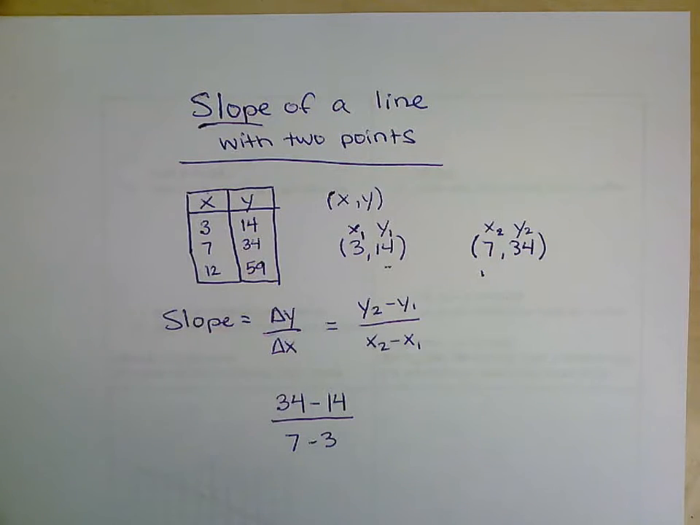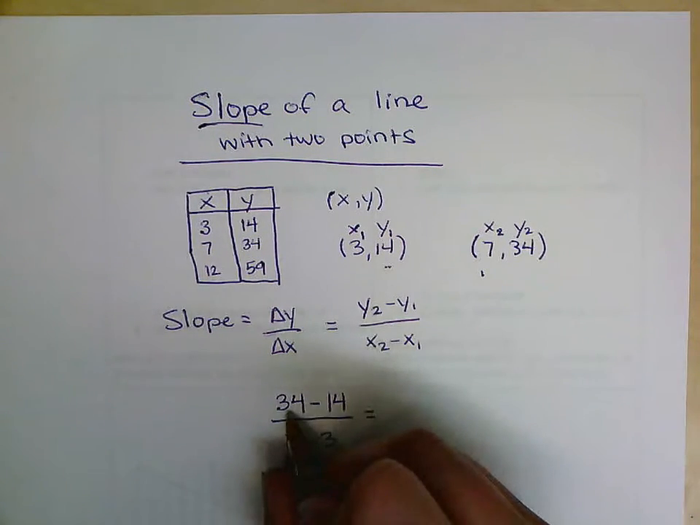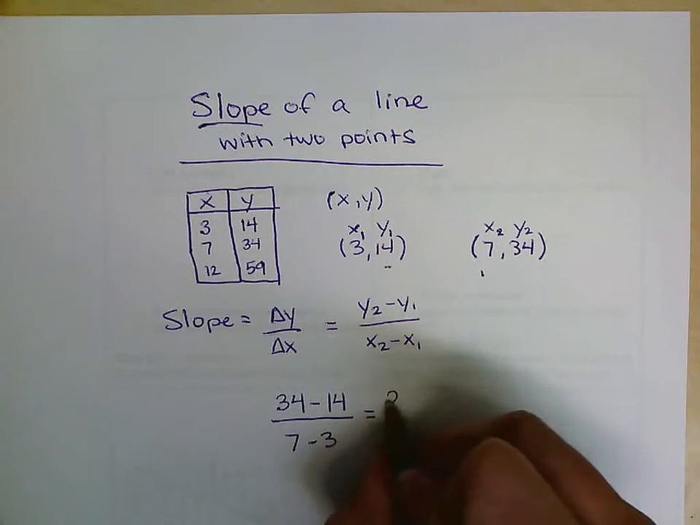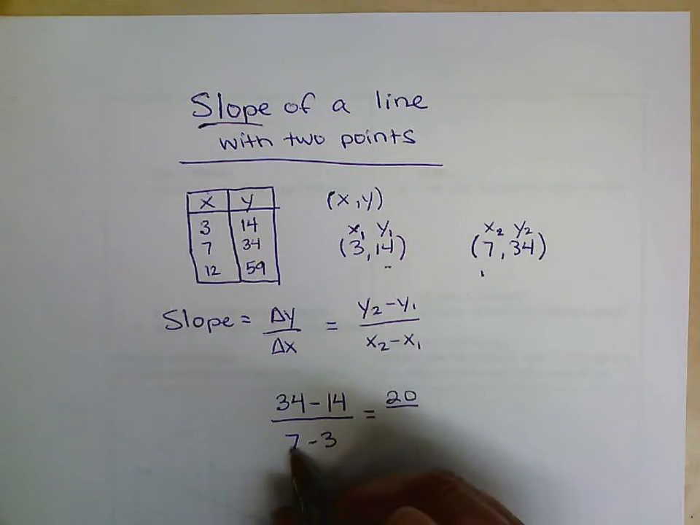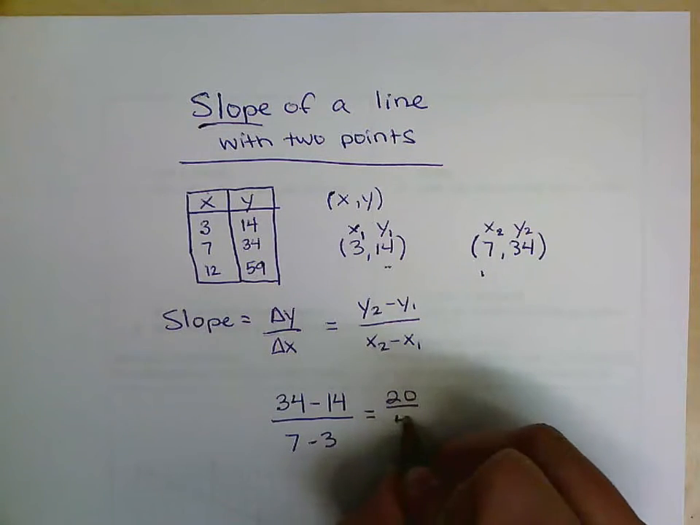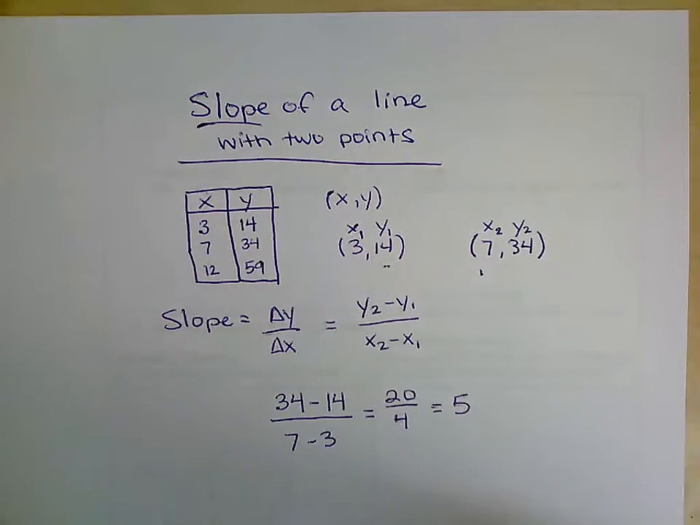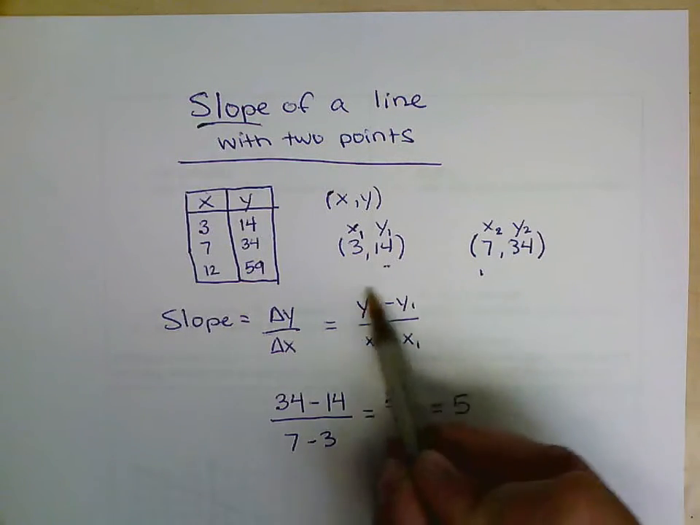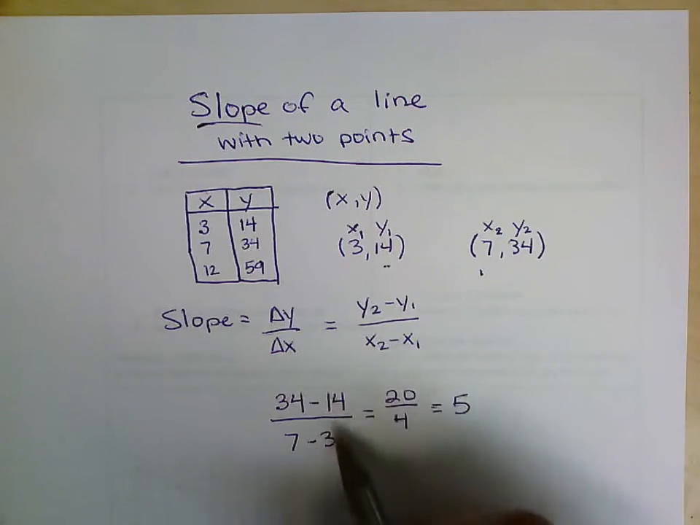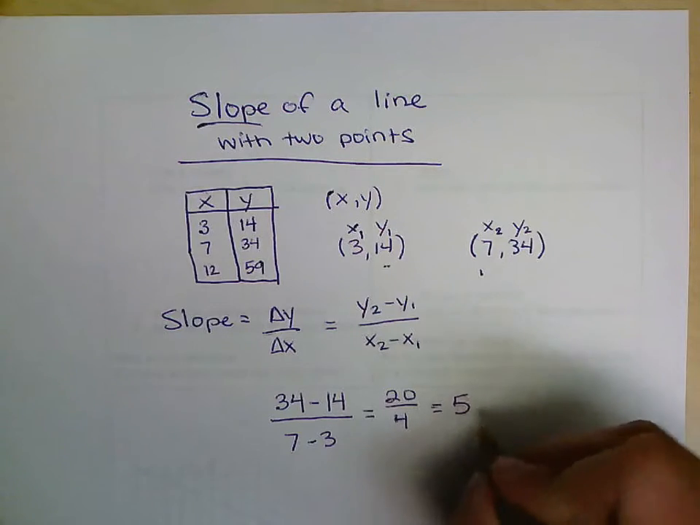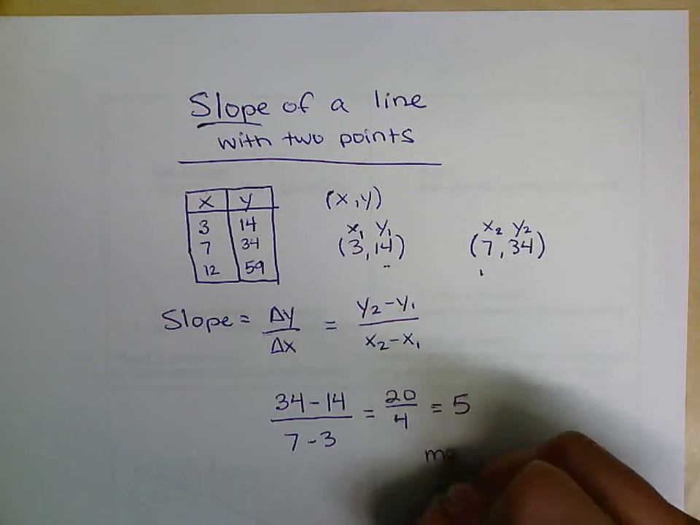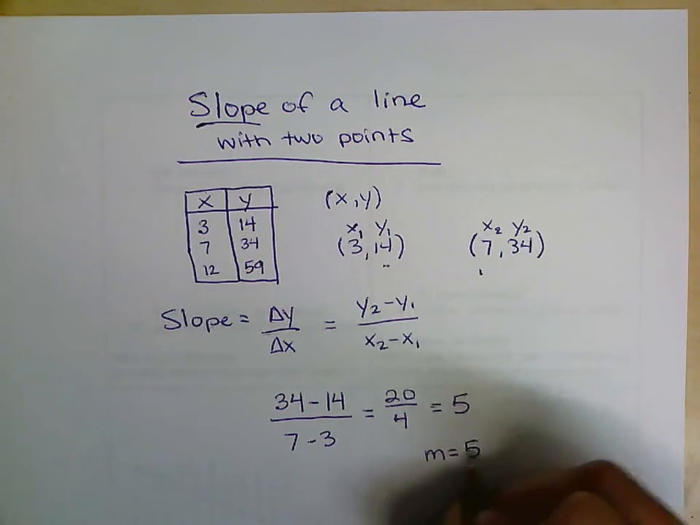So we now have 34 minus 14 divided by 7 minus 3. And we can simplify this. 34 minus 14 is 20. And we divide that by 7 minus 3, which is 4, which can be simplified even further to get 5. So since we've used this definition of slope to get these numbers and simplify, this tells us that m in this situation, which is slope, is equal to 5.